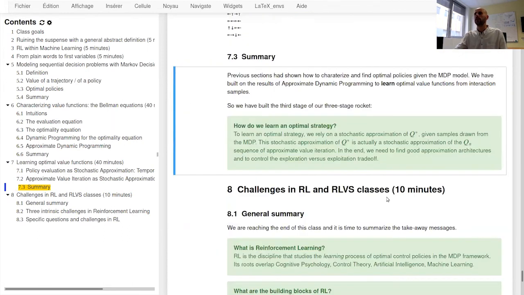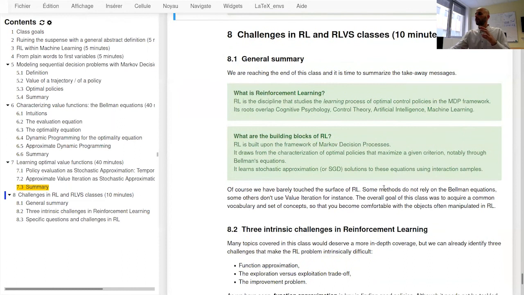Why did this move up? General summary of what we have learned in this class as we are reaching the end of it.